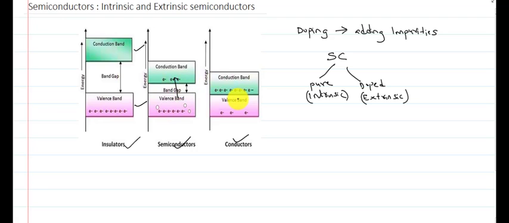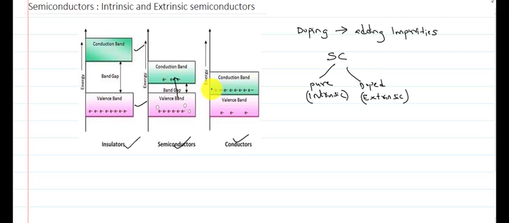In conductors, normally the conduction band and valence band overlap. So there will be free electrons in the conduction band, and it will always be in a conducting state. That is the difference between insulators, conductors and semiconductors. This classification is based on the energy gap. So we should understand what the conduction band, valence band and energy gap are. That is very important. In this lecture we are dealing with intrinsic and extrinsic semiconductors.